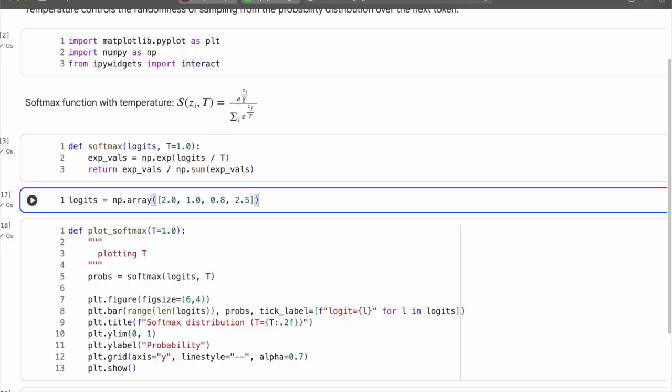In softmax, generally it is e to the power z_i. Suppose we want to calculate the probability value for the first one: e to the power 2 divided by the summation of the exponential terms of all the logits. But with the temperature parameter, it will divide each term by T.